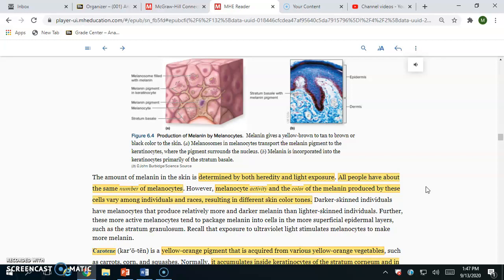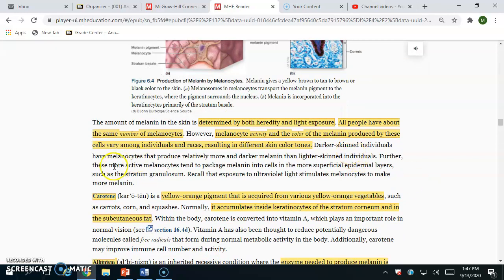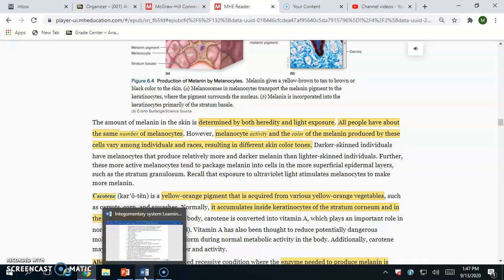So if you have a more darker colored skin, that just means your melanocytes produce more melanin, and probably that melanin's a darker color. And then if you're a light-skinned person, you're probably not producing as much melanin, and that melanin might be a lighter color. All right, so that was melanin as an influence of our skin color.